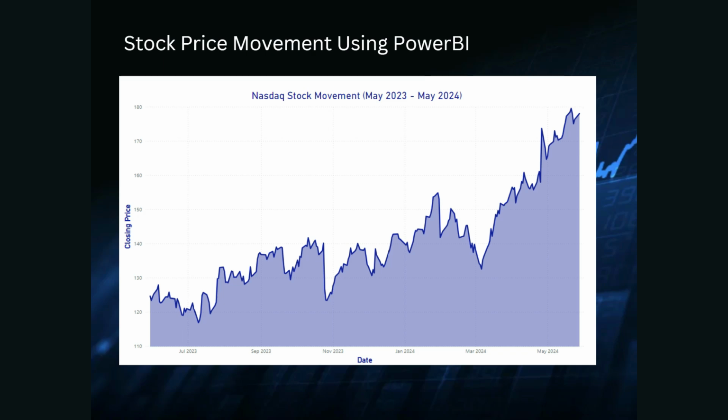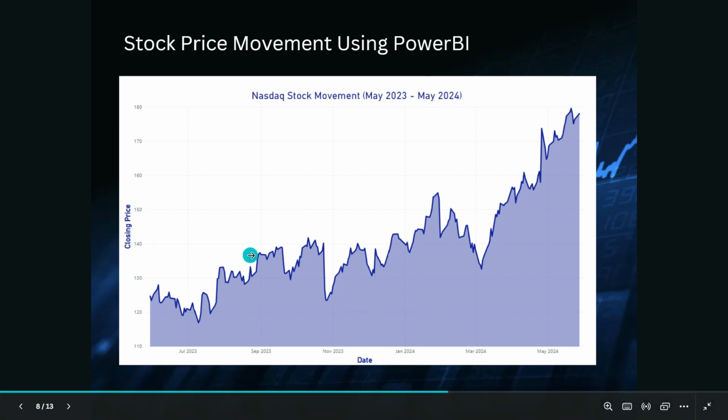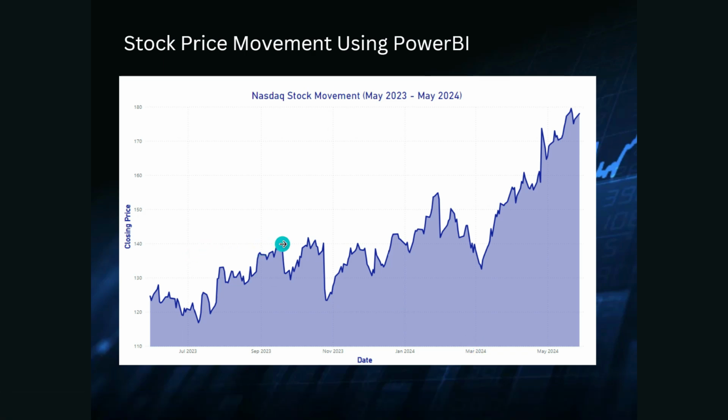It's also helpful to show the volume and trends of the data more clearly. Throughout this graph, I noticed that there are fluctuations throughout the year, and I can see a clear upward trend in the closing prices over the time period. You can see the dates here on the x-axis and the closing price on the y-axis. The NASDAQ starts at the 120 mark in May 2023 and steadily increases all the way up to 180 by May 2024.